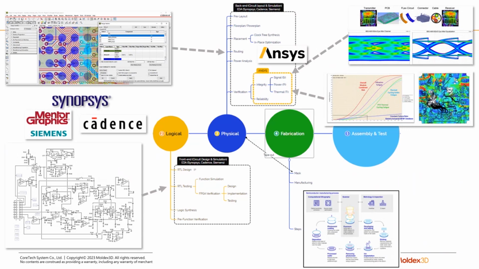the IC design process, including the logical part and physical part, and before going down to fabrication, they also need to do some integrity tests. Then mostly we use ANSYS to do those tests, like signal, power, or thermal tests for the design. And for IC packaging and testing, I think Moldex3D plays a very big role in these parts.